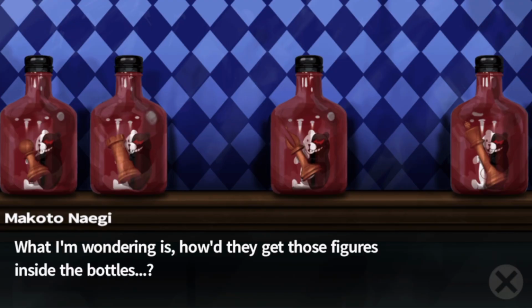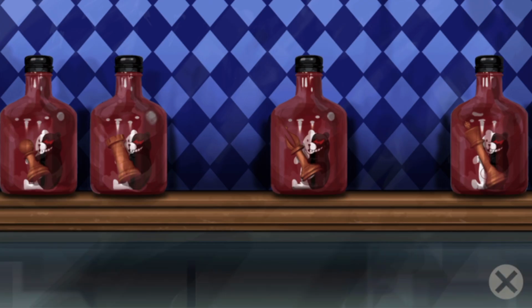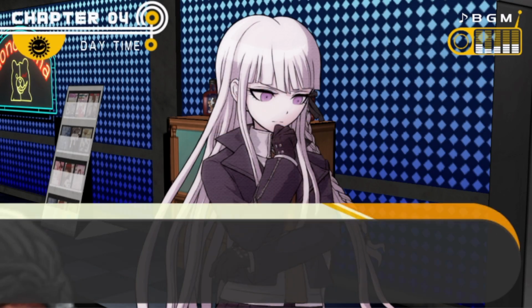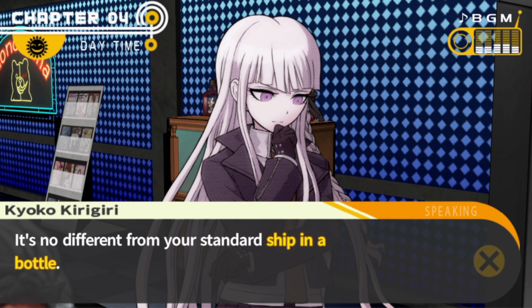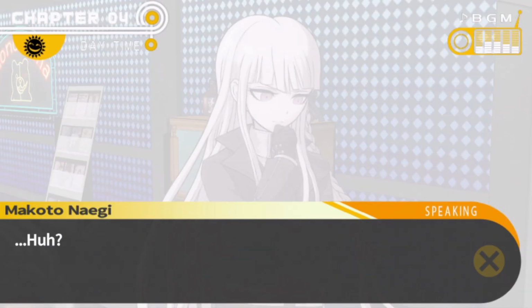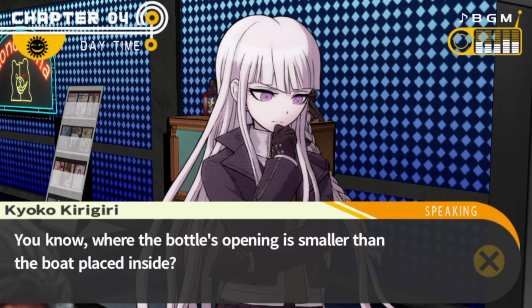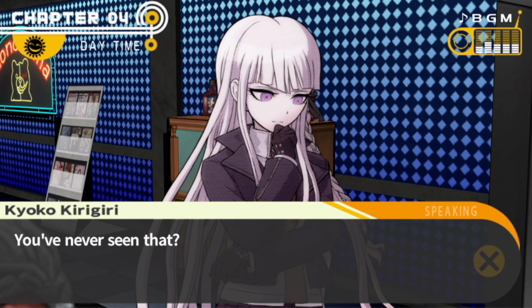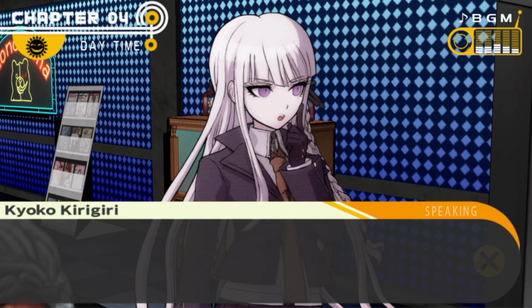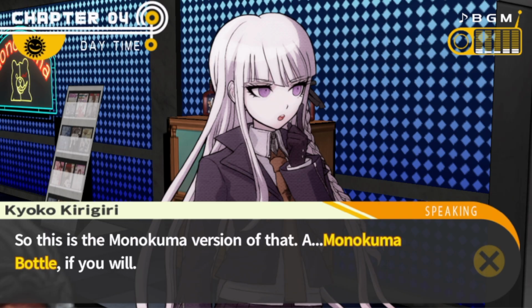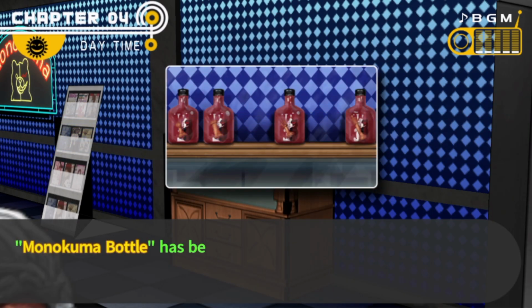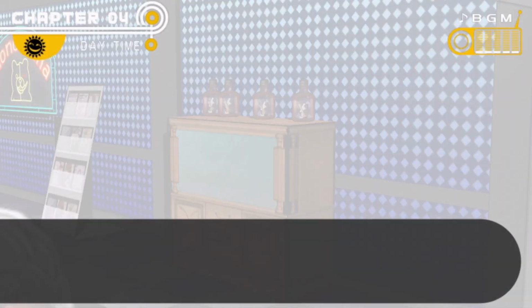What I'm wondering is how'd they get those figures inside the bottles? Are you that dense? It's no different from your standard ship in a bottle. What? You know, where the bottle's opening is smaller than the boat placed inside? You've never seen that? Oh, yeah, maybe I have. In other words, this is the Monokuma version of that. A Monokuma bottle, if you will. Monokuma bottle has been added.